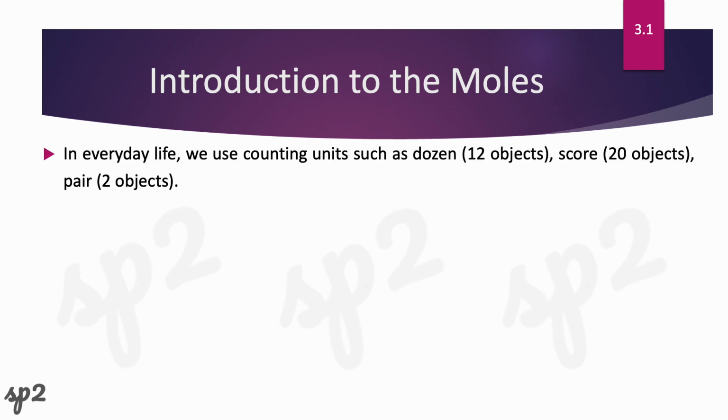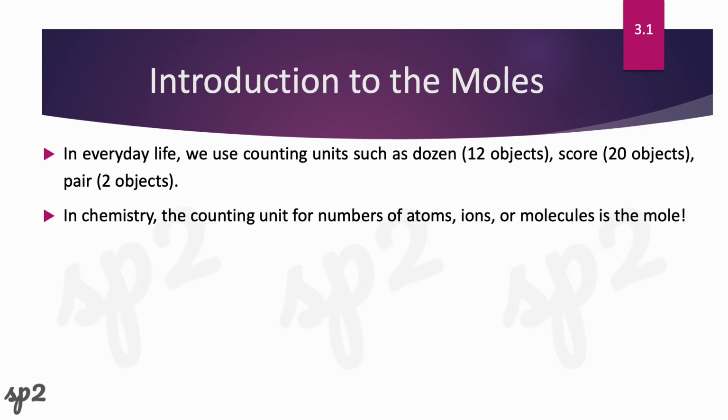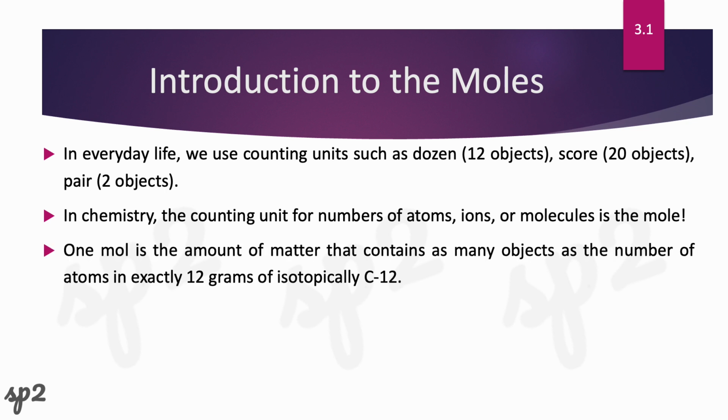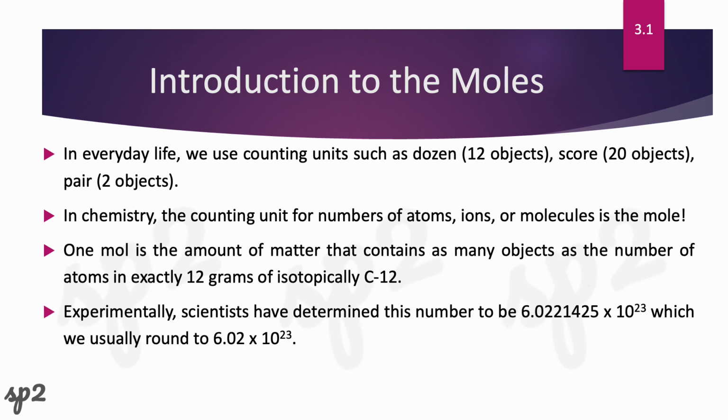In everyday life, we use counting units such as a dozen, 12 objects, a score, 20 objects, or a pair, which is 2 objects. In chemistry, the counting unit for numbers of atoms, ions, or even molecules is the mole. So 1 mole is the amount of matter that contains as many objects as the number of atoms in exactly 12 grams of isotopically pure carbon-12.